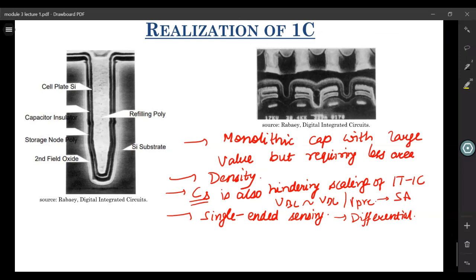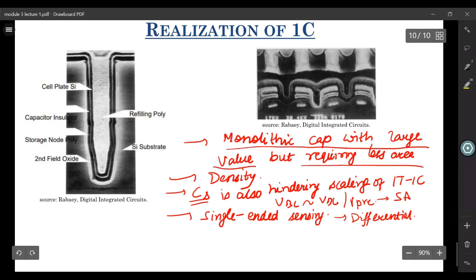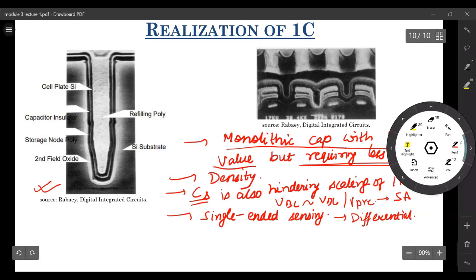Okay, so what is the research direction? You have to find a capacitor with large value, but requiring less area. So there were several innovations. One of the innovations is here, which is known as the trench capacitor.